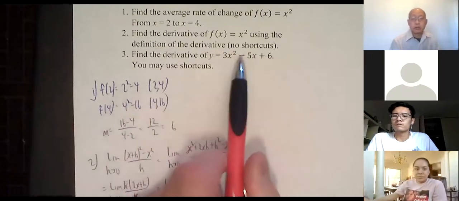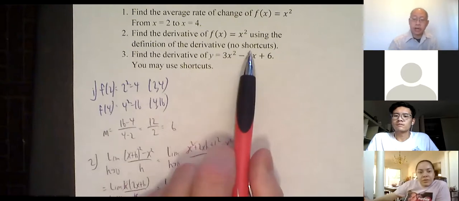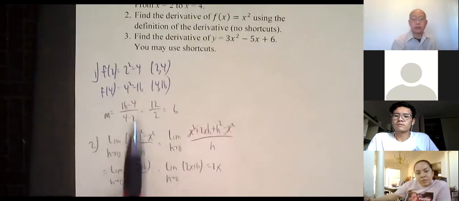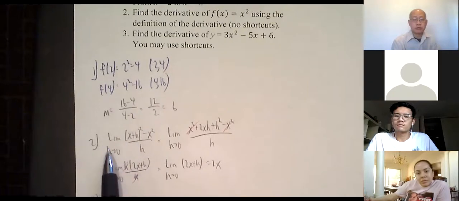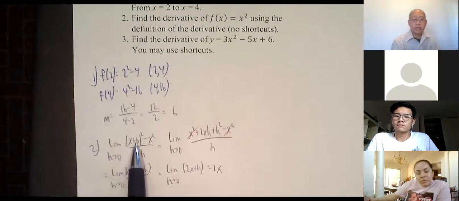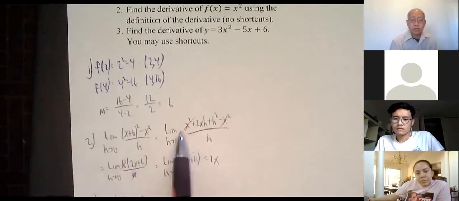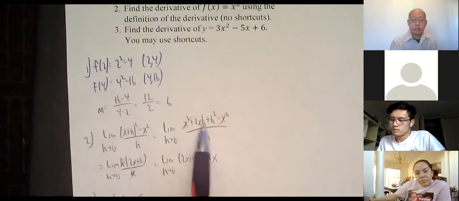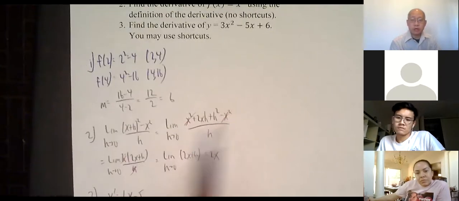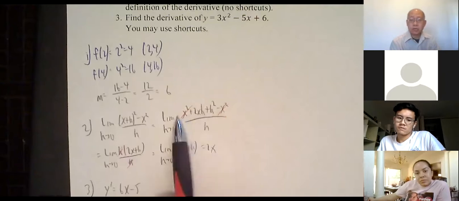In number 2, you were told not to use shortcuts, so I could not accept it if you went straight to a shortcut. You had to use a limit definition that we talked about in the book. Limit as h approaches 0 of f of x plus h, that's x plus h squared, minus f of x, squared, all over h. Okay, this comes out to be x squared plus 2xh plus h squared minus x squared, all over h. X squared cancels out.